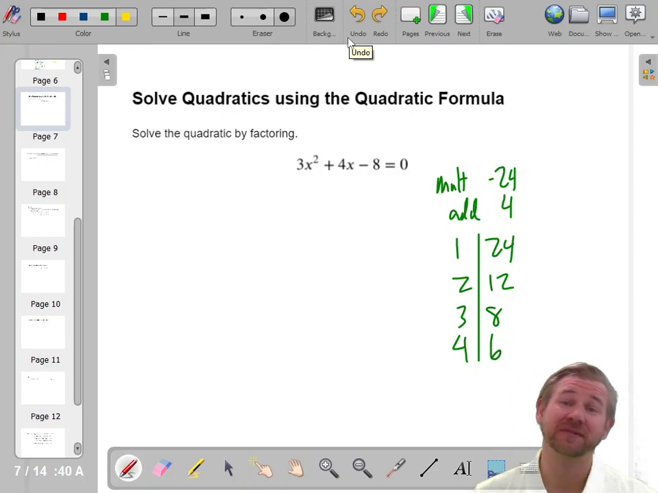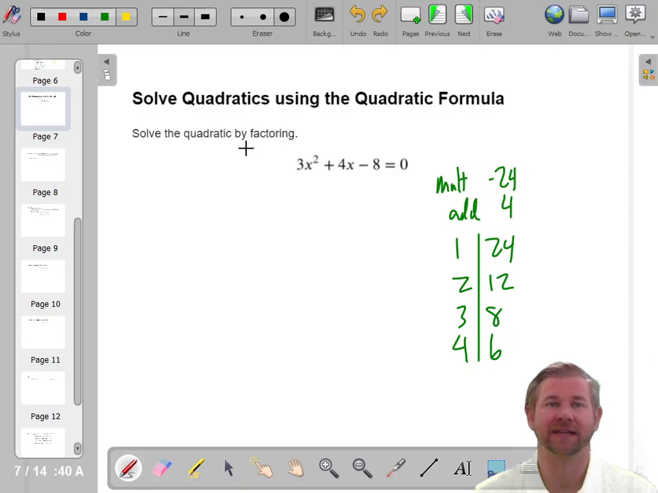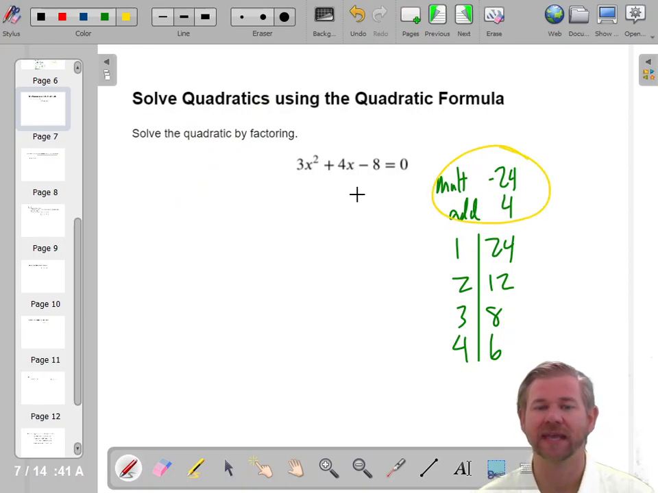Not everything's factorable, folks. So I might say solve by factoring. I probably wouldn't say that if it's not possible, but you need to realize, hey, that's not possible. You can't solve this problem by factoring. I put it in the directions, but you can't. And the reason why is there are no numbers that do this. So we can't proceed this way.